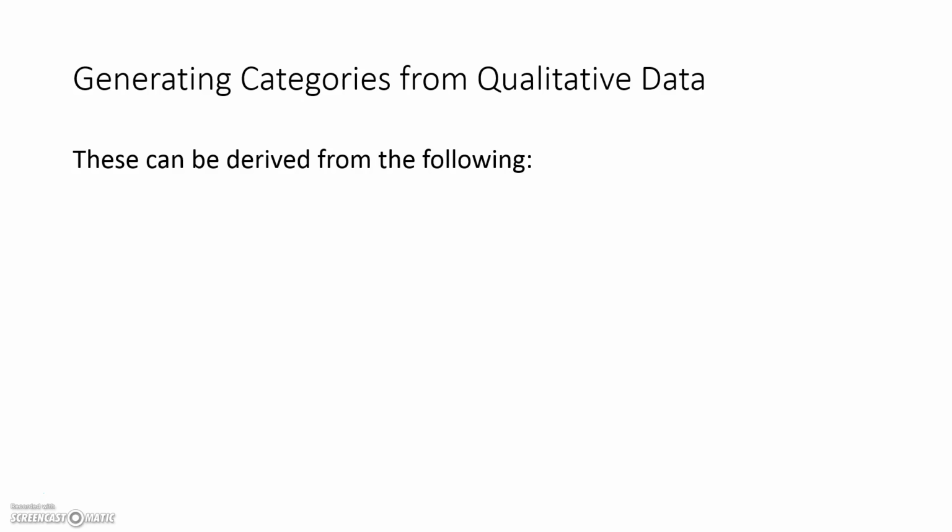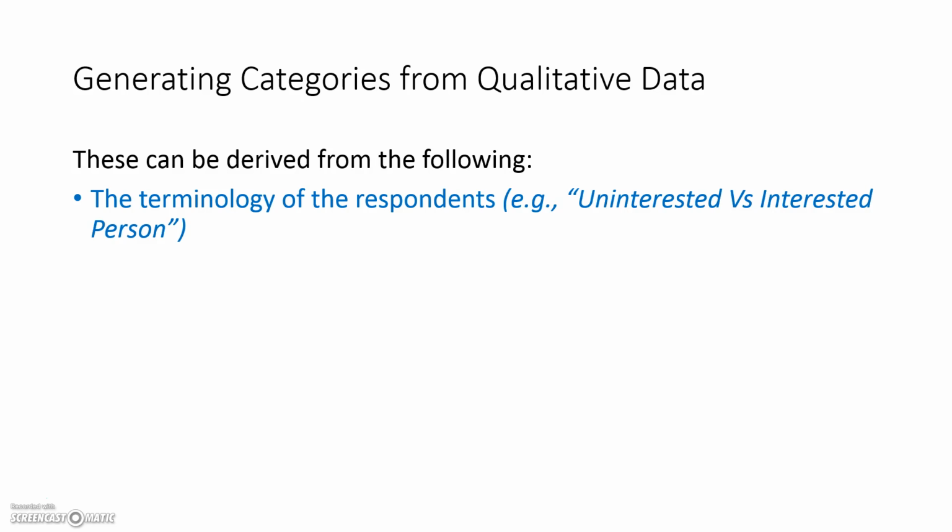How do you derive these key categories? Well, as we've noted, they may actually come from the terminology of the respondents themselves. If students keep using terms like, in relation to, say, an online component, the person who was managing it was very uninterested or very interested, the term itself, uninterested, interested person, may actually be an organising category because it's reflecting the language, the perception of those respondents.